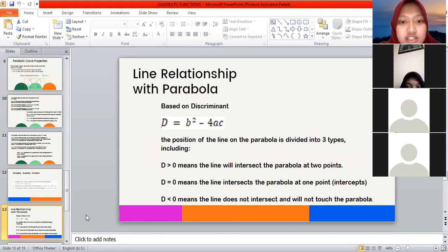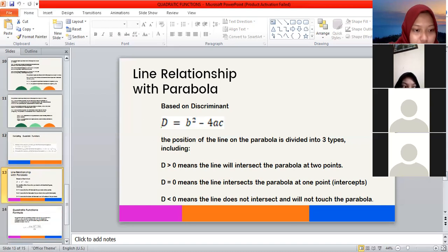Next, the line's relationship with the parabola. Based on the discriminant, the formula of the discriminant is d equals b squared minus 4ac. The position of the line relative to the parabola is divided into 3 types. d more than 0 means the line will intersect the parabola at 2 points. d equal to 0 means the line intersects the parabola at 1 point, or is tangent. d less than 0 means the line does not intersect and will not touch the parabola.